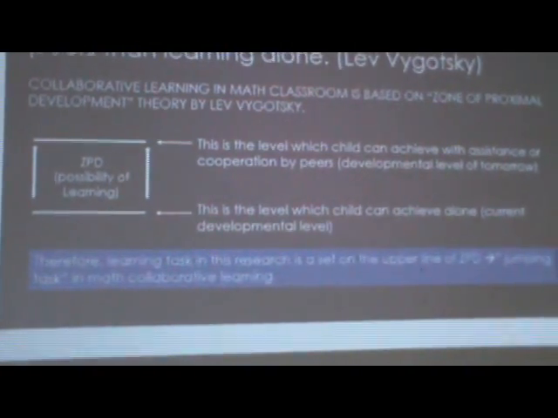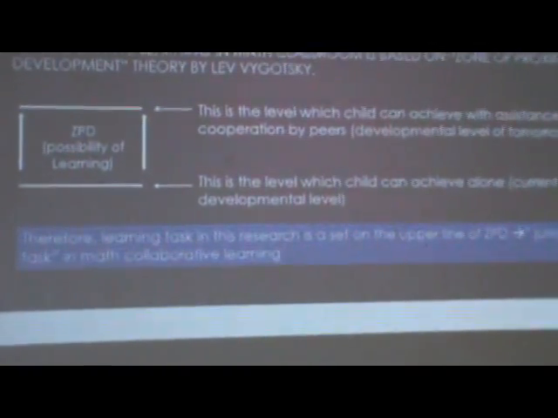So, what is the jumping task? The jumping task is a learning task in this research that is set on the upper line of the ZPD. We call it a jumping task in mathematics collaborative learning. So the jumping task is above this line.